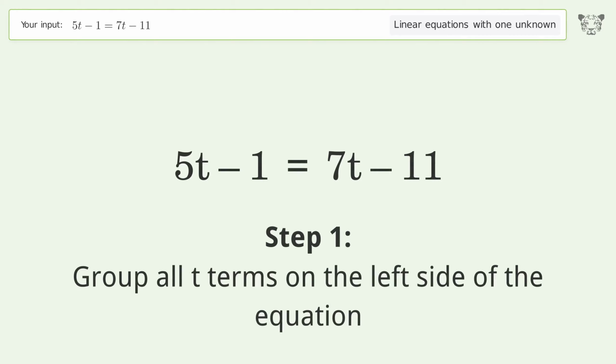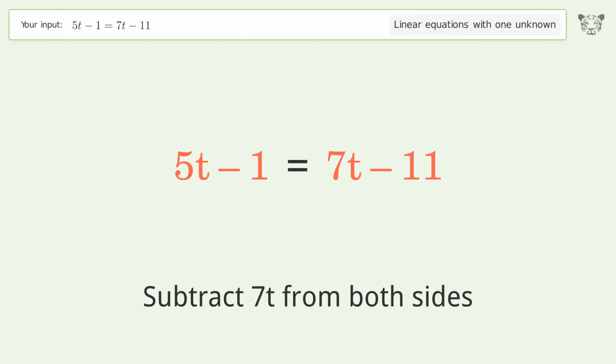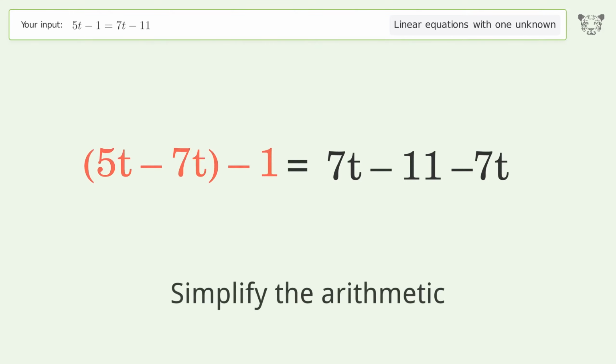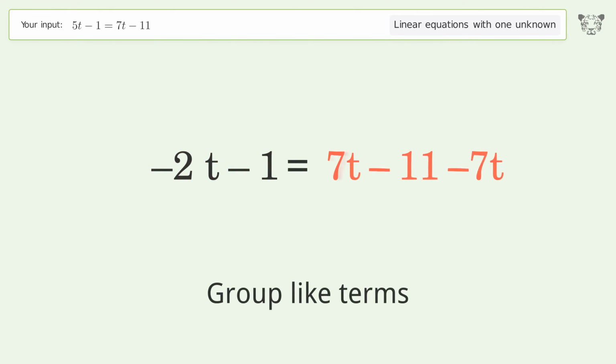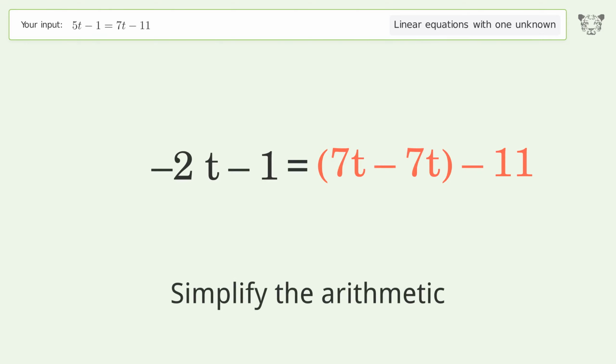Group all t terms on the left side of the equation. Subtract 7t from both sides. Group like terms. Simplify the arithmetic. Group like terms. Simplify the arithmetic.